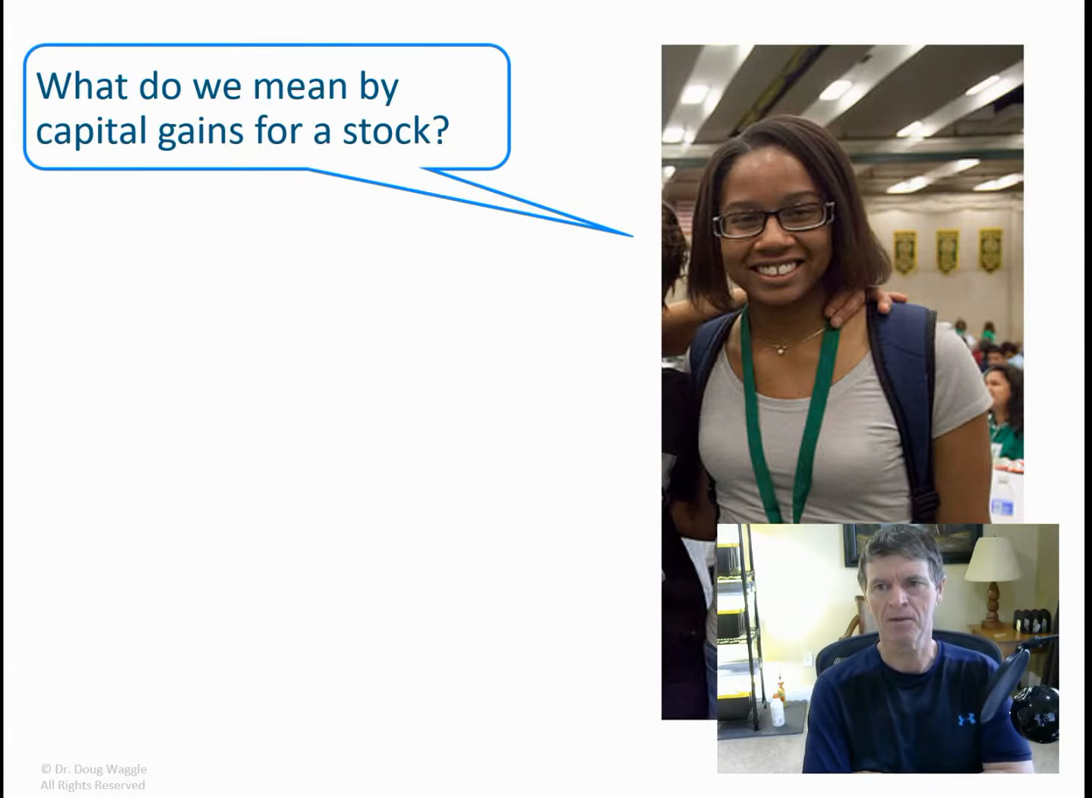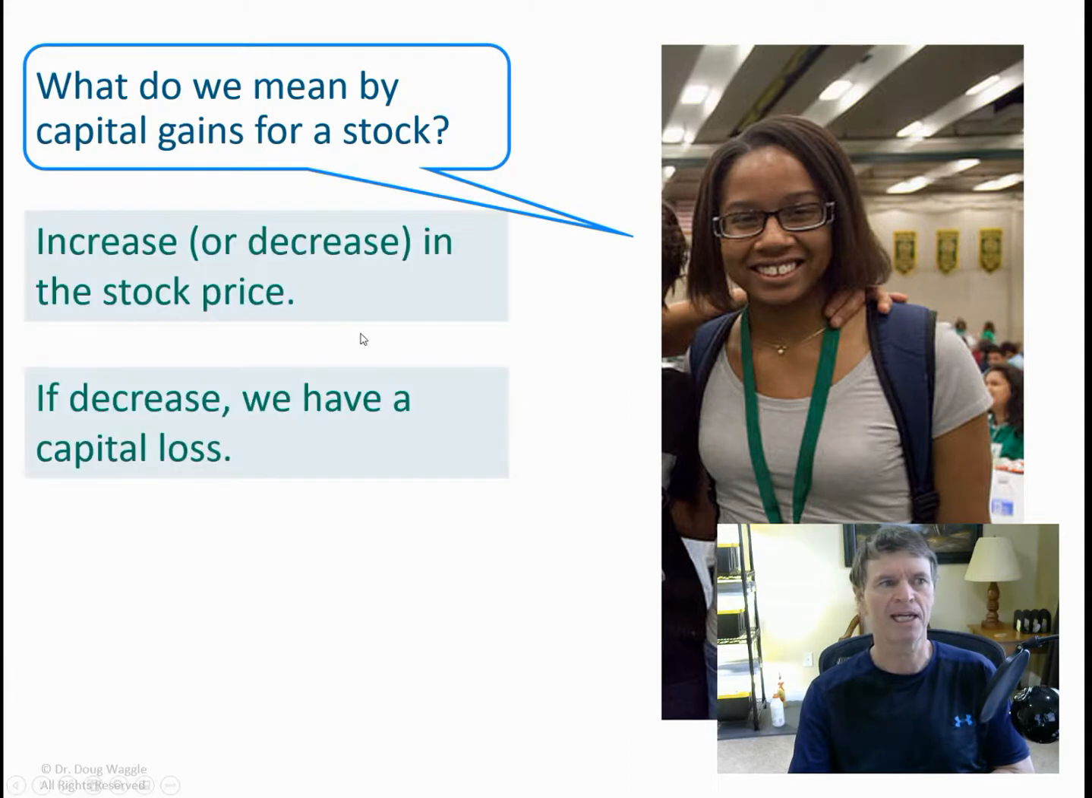So, with stock, we have two main ways that we get a payoff. One is from getting cash payments from the company. Those cash payments are called dividends. We'll see more on those coming up. And the other way is what people typically think about when they buy stock. Oh, let's buy this company and the stock price will go up and we'll make lots of money. And that increase in the stock price is called a capital gain. The downside, where the price goes down, is a capital loss. We don't like those as much.